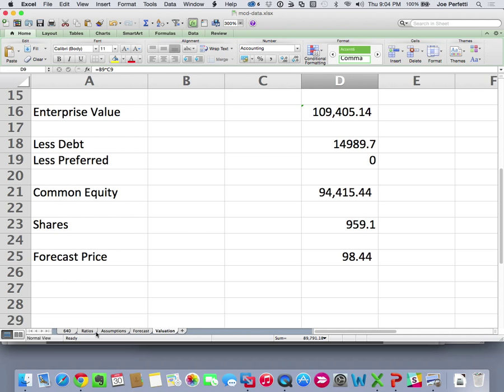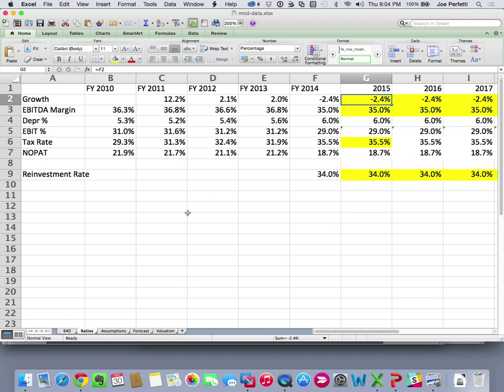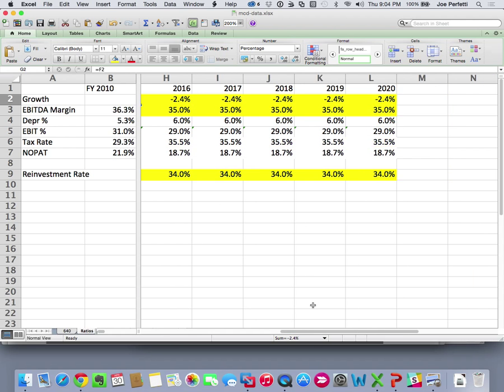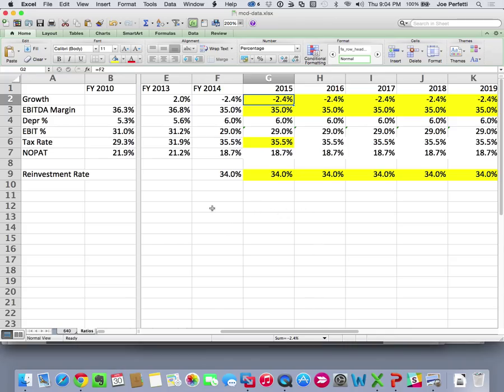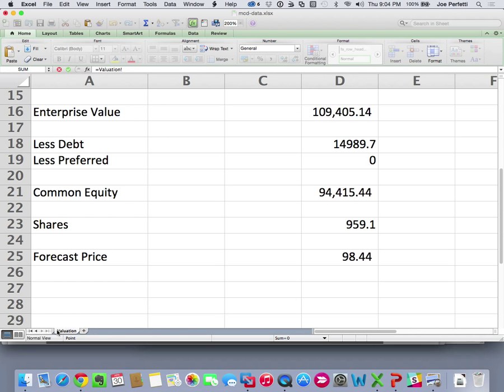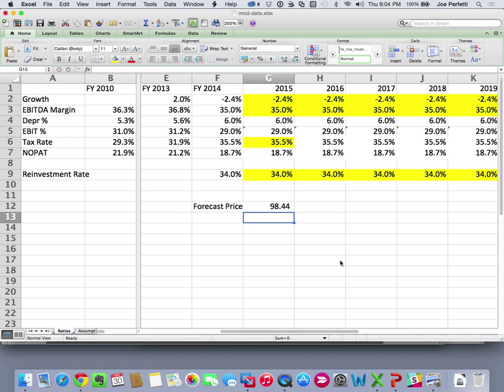I'm going to go back to my ratios page, and as I go through the ratios, move this over so I can play around with these ratios. I'm going to put my forecast price right here so I don't have to keep jumping back and forth. So I want to get very close to the current price. So that means I have to adjust those ratios. So here was the final step.